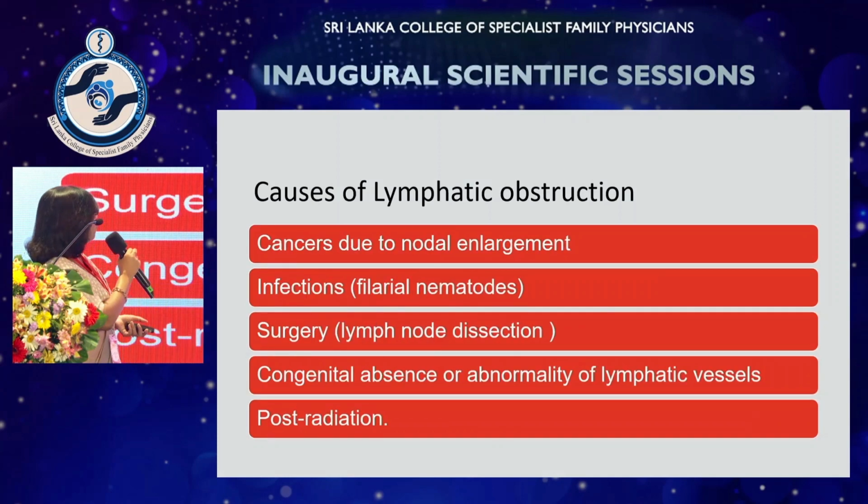And causes of lymphatic obstruction. I told you the different levels, how it happens. This is the obstruction. What happens is cancers due to nodal enlargement, infections after filarial or nematodes, surgery, lymph node dissections, congenital absence or abnormality of lymphatic vessels, or post-irradiation. In those instances, there's some sort of lymphatic obstruction.